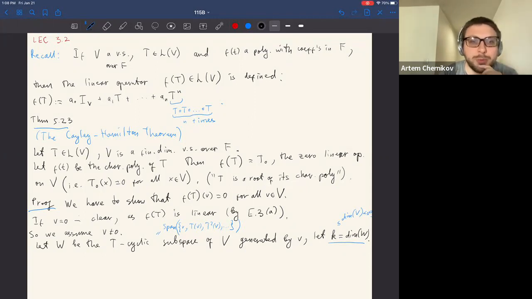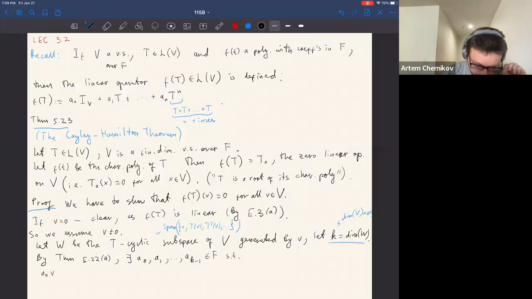So now we know how to determine the basis and the characteristic polynomial for the restriction to this subspace. This was the topic of the previous lecture. By Theorem 5.22a, which we proved last time, we know that there exist some scalars a0, a1, etc., through a_{k-1} in F, such that a0 v plus a1 T of v plus etc. plus a_{k-1} T^{k-1} of v plus T^k of v is equal to 0.